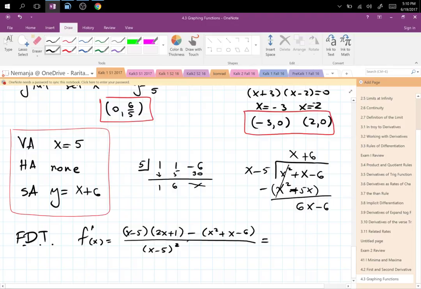So now what do I have? When I FOIL over here, I get 2x squared minus x is just x squared. And then I have x minus 10x is 9x. So 8x.